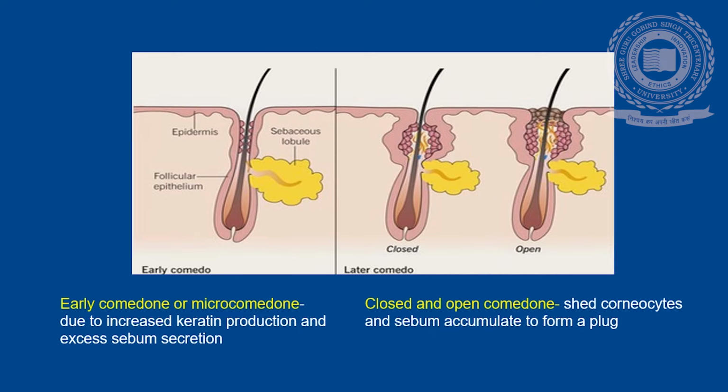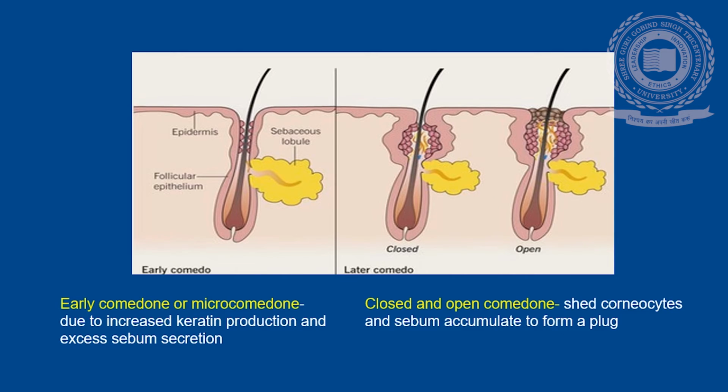As we can see on the left hand side slide, there's an early comedone, or a microcomedone as we call it, which happens due to the increased keratin production and excess sebum secretion. On the right side is a later comedone, which can be divided into a closed comedone, which is covered by skin, and an open comedone, in which the pilosebaceous material is not covered by skin and communicates directly with the skin surface.